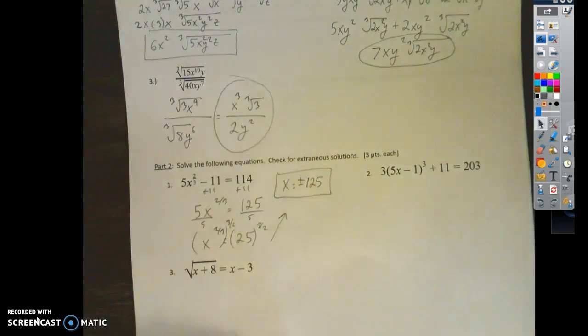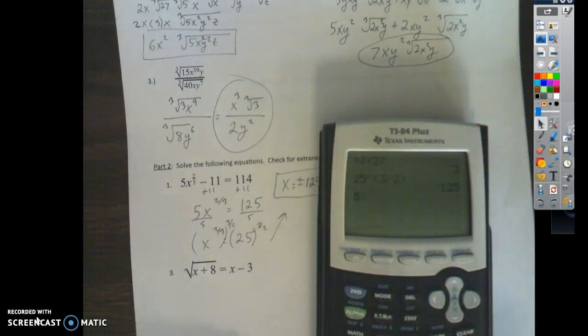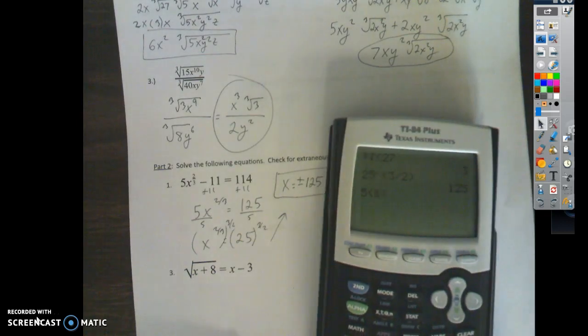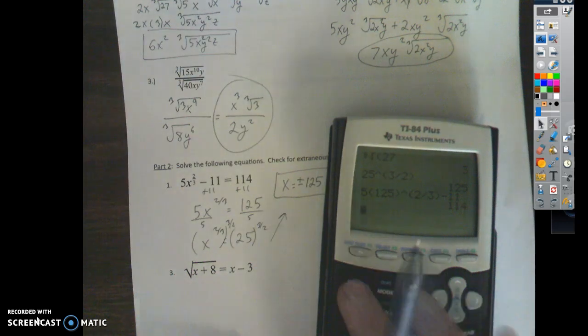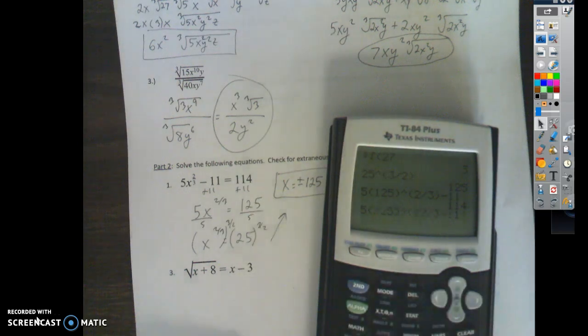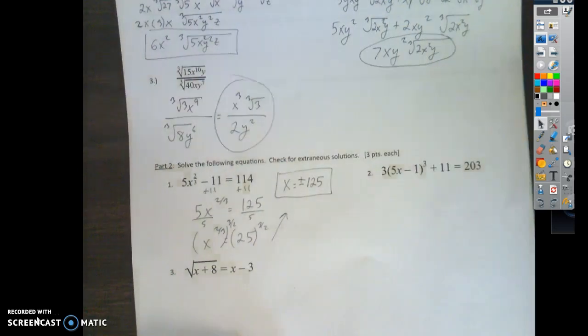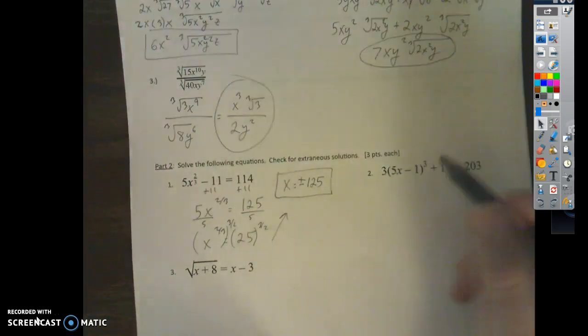Good. If we were to plug this back in, just real quick, I got 5 parentheses, let's do 125 first, raised to the 2/3 power, minus 11. Does that give me 114? It indeed does. And if I wanted to put in negative 125, that's still going to be 114. We win. High five. Alright. Number 2.